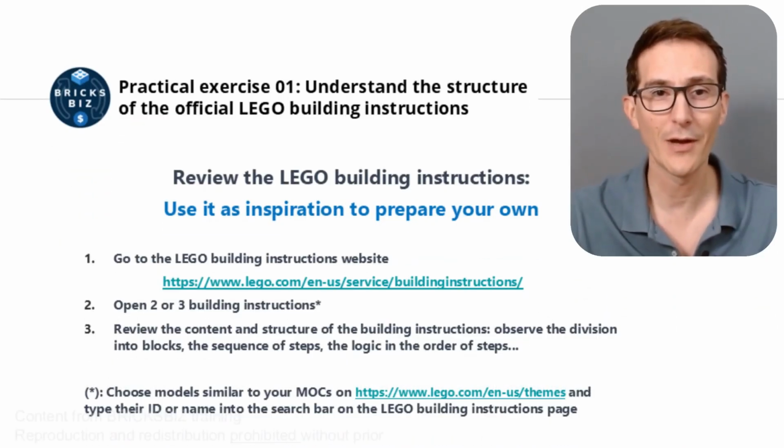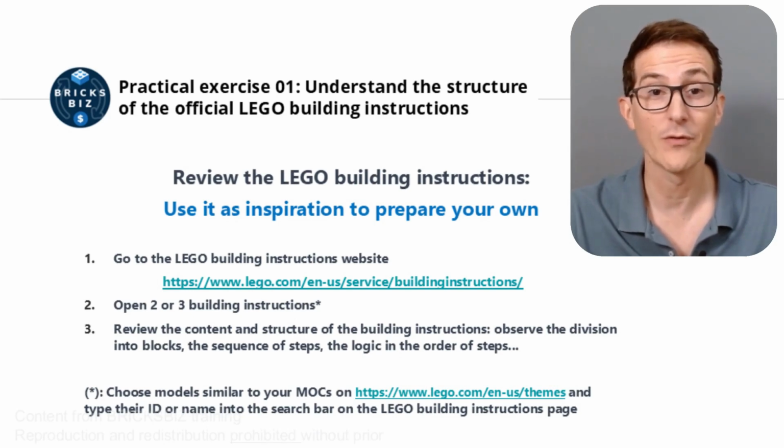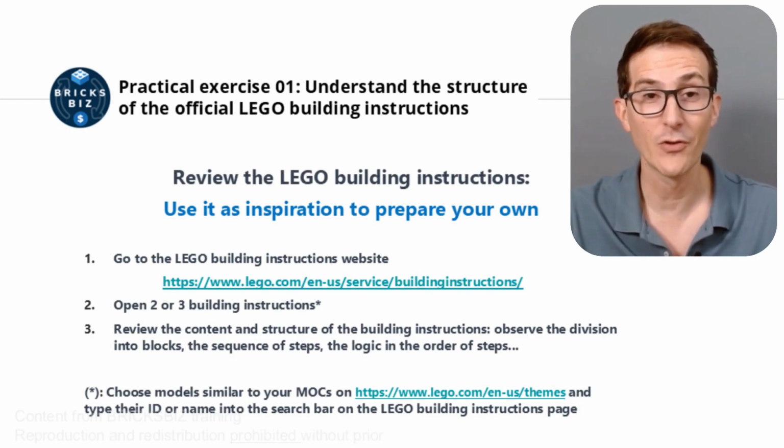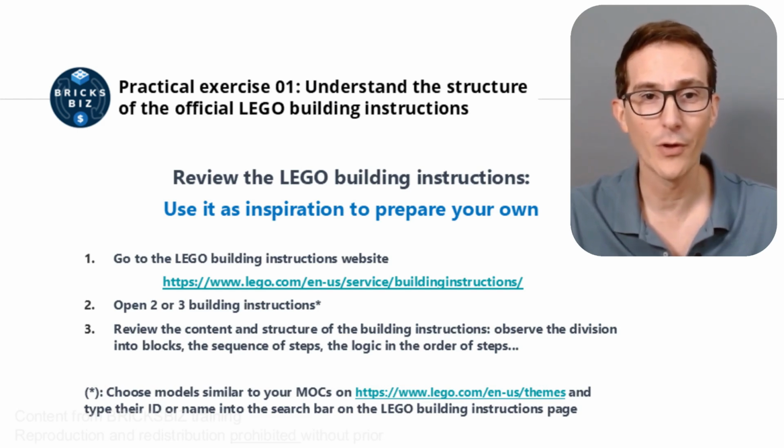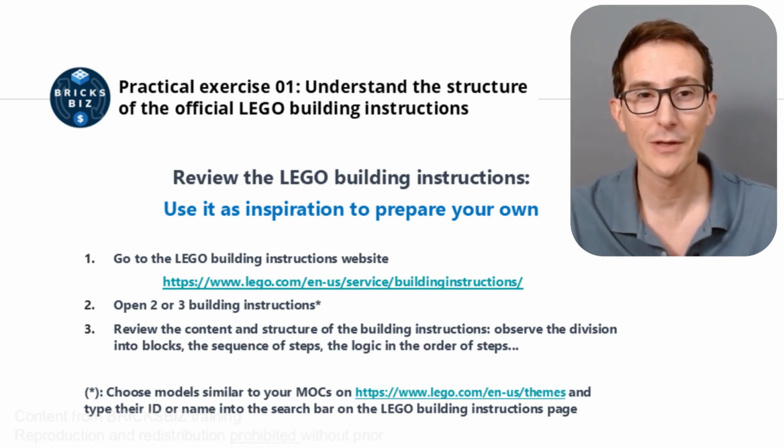First, go to the LEGO Building Instructions website. You'll find the link just below this video. Choose 2 or 3 interesting building instructions. I advise you to choose instructions for models that are fairly similar to the MOCs you selected on the first day of training. To find building instructions for a model roughly similar to your MOCs, go to the page on the LEGO website listing the different LEGO themes available. I'll put the link below this video. Then type the model ID or name you're looking for into the search bar. You'll then have easy access to the building instructions for this kit.